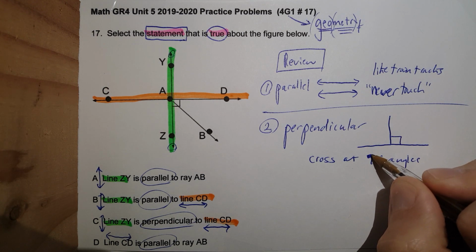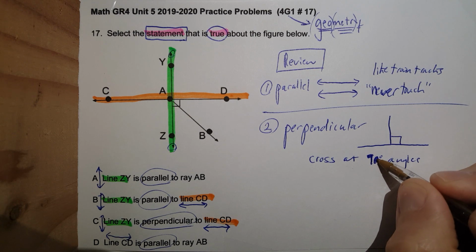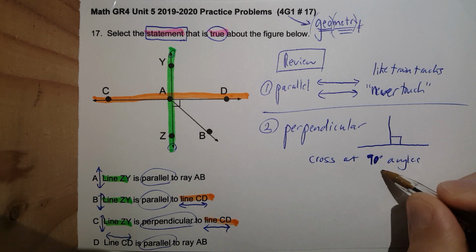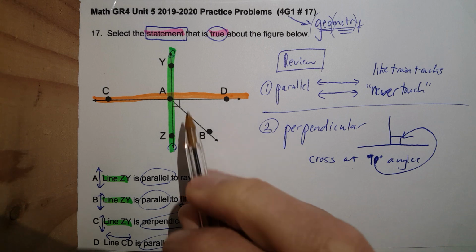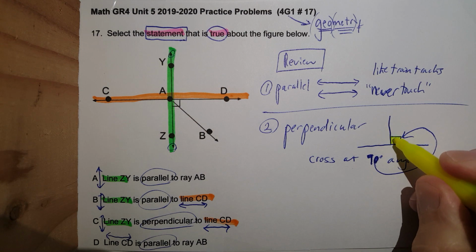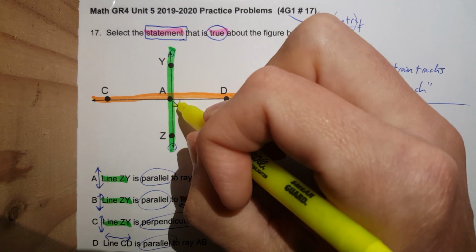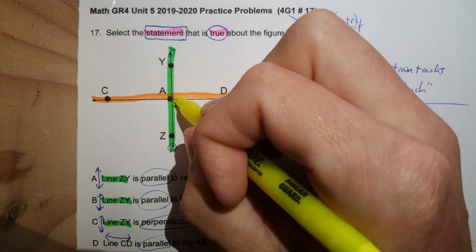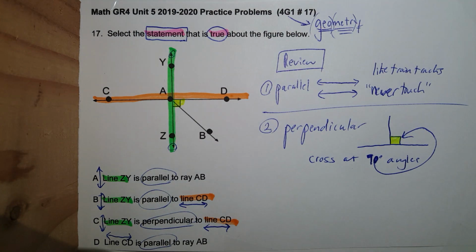For measurement and data before, in our angles, this is 90 degrees. You see that little box right there, and we see that a lot. Whenever you see this little box, it's a 90-degree angle. And if lines are crossing, like line CD and YZ cross, those are perpendicular lines.